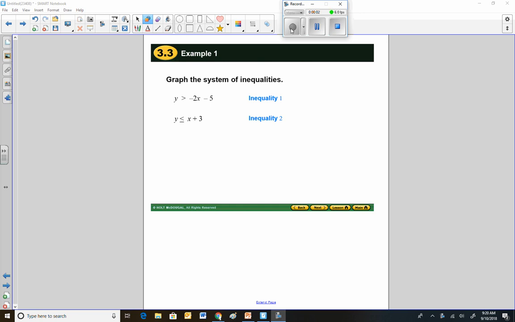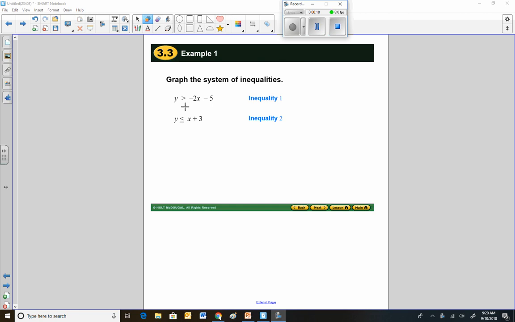Guys, this is usually a little bit of a challenge for some students, but we all can do this, so let's give it a try. We're going to graph a system of inequalities. Now, in inequalities, you have to do some shading. I would suggest you use colored pencils.